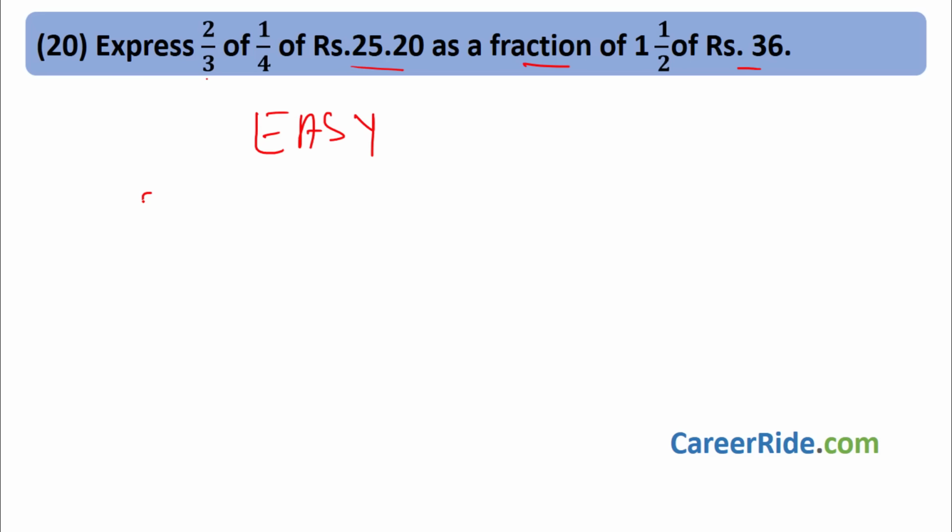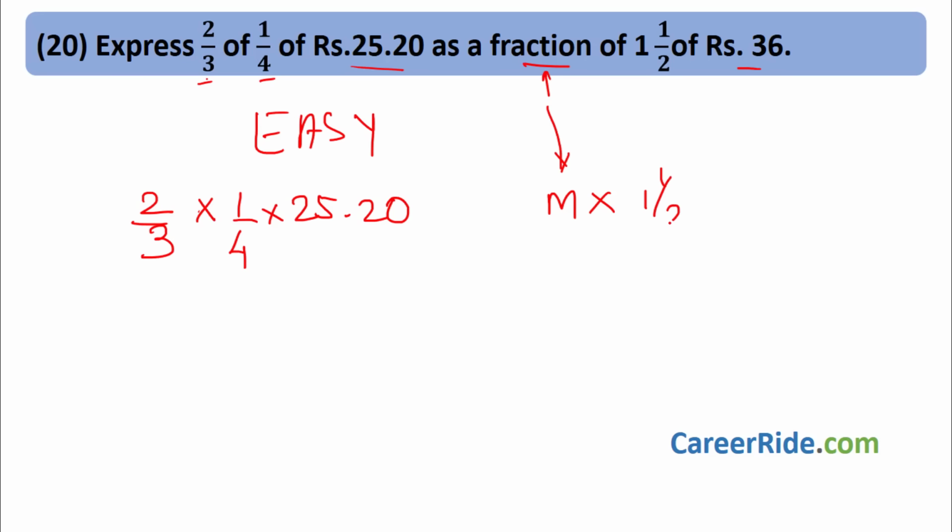They are saying express 2 by 3 of 1 by 4 of rupees 25.20 as a fraction of. Do we know the fraction over here? No. We know the fraction over here, 2 by 3 of, and again the fraction over here, 1 by 4. We do not know the fraction over here. So let that fraction be, say, M, fraction of 1 by 2 of rupees 36.